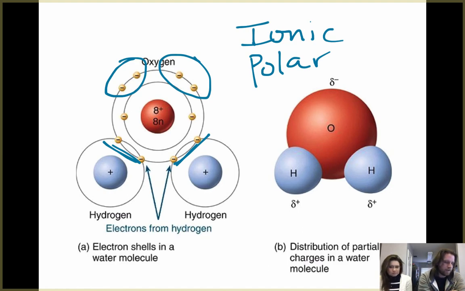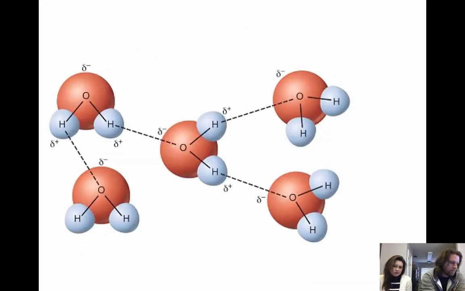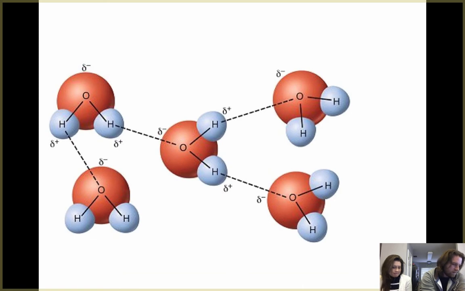So let's actually look at a bunch of water molecules. What does that little symbol mean? Are you talking about this little symbol right here and this little symbol right here? Thanks for pointing that out. That's a delta negative and a delta positive. That means slightly negative and slightly positive. So not ionic compounds, where it's all the way positive and all the way negative ions.